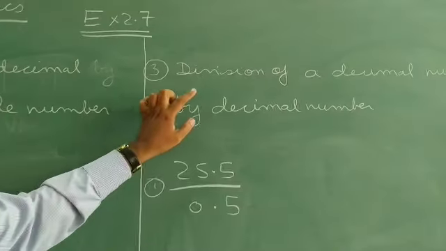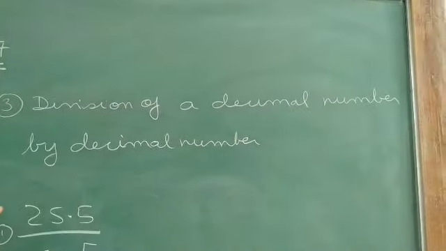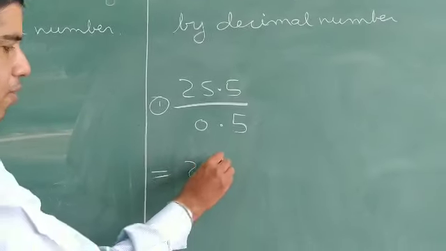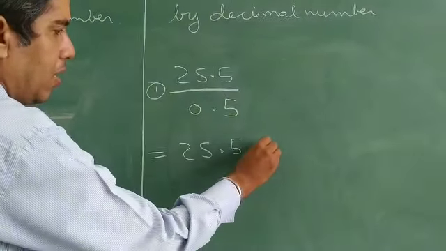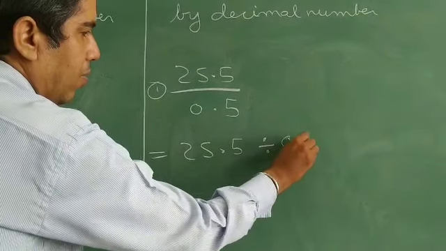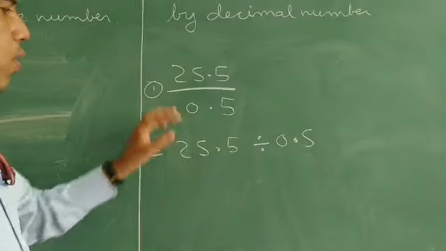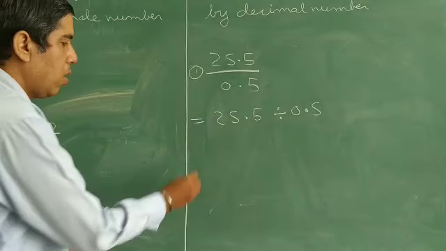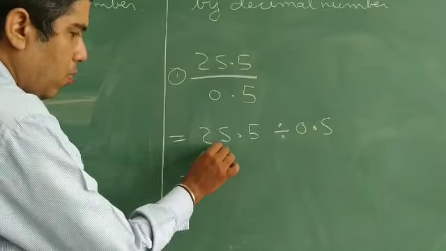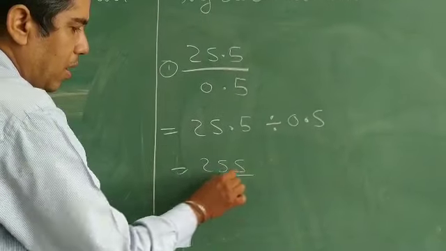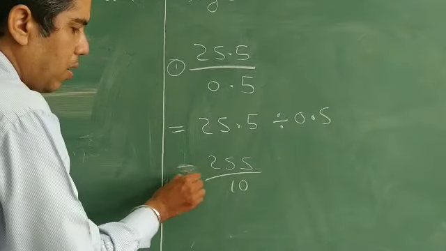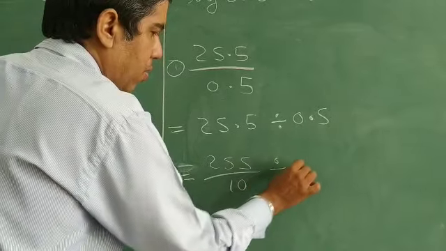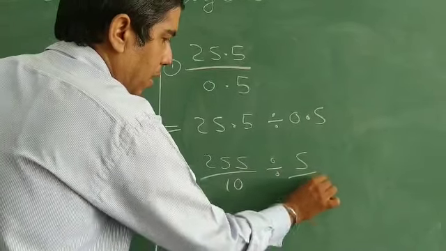It is a division of a decimal number by a decimal number. I have taken one example. You can see here, I will do it like this now. 25.5, first I will write in the form of division like this. Now as we have seen, division becomes multiplication by taking the reciprocal. So first I will convert this one. It comes 255 by 10, and this I will write as 5 by 10.